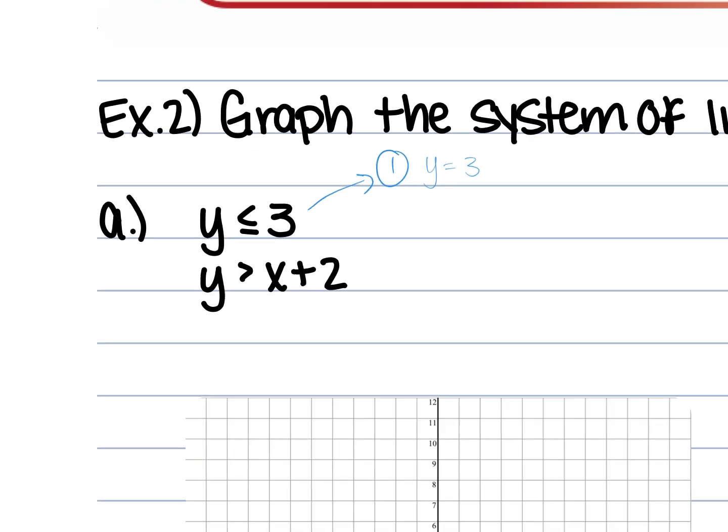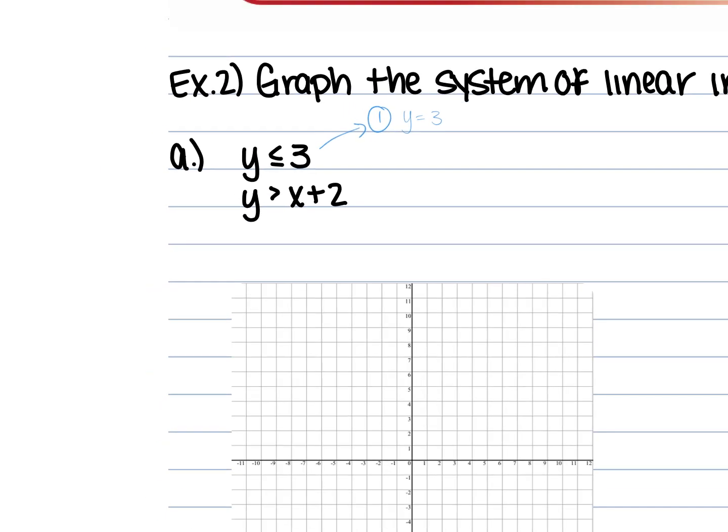Brayden, how do you graph that? Put 3 on y, and go up one and to the right one. Okay, it has a slope of 1. I disagree. It's a vertical line. It's not a vertical line, it's a horizontal line.